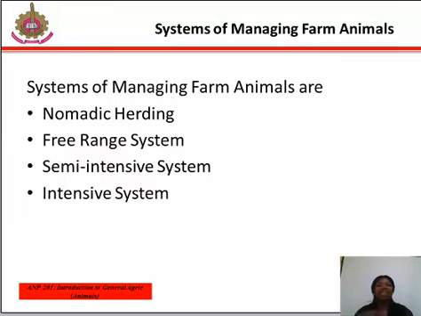So the last one is intensive system. In the intensive system, farm animals are kept under very specific management techniques such as indoor housing all the time with optimum temperature, balanced and precise feeding for the maximum efficiency and output of the farm animals. This system is very expensive and labor intensive, but is very profitable among all the systems of managing farm animals.